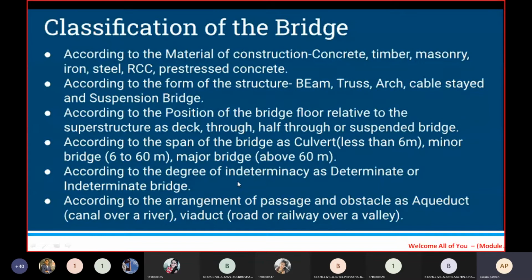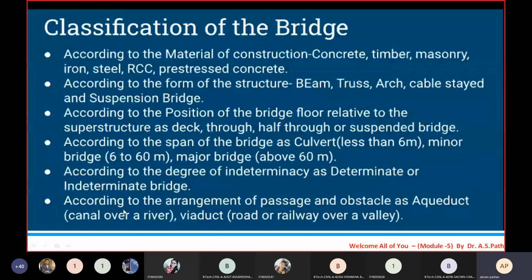Then according to the degree of indeterminacy, as far as this particular aspect of the structure is concerned, we classify a bridge as a determinate or an indeterminate bridge.